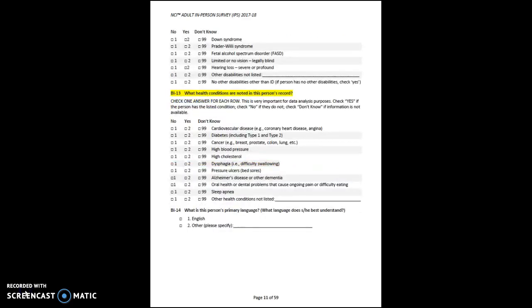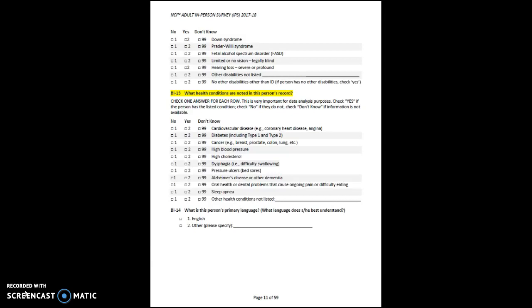Question BI13 is very similar. What health conditions are noted in the person's record? These tend to just be longer term conditions. Again, we have those no, yes, and don't know categories for each response option that we do need completed for each response here.